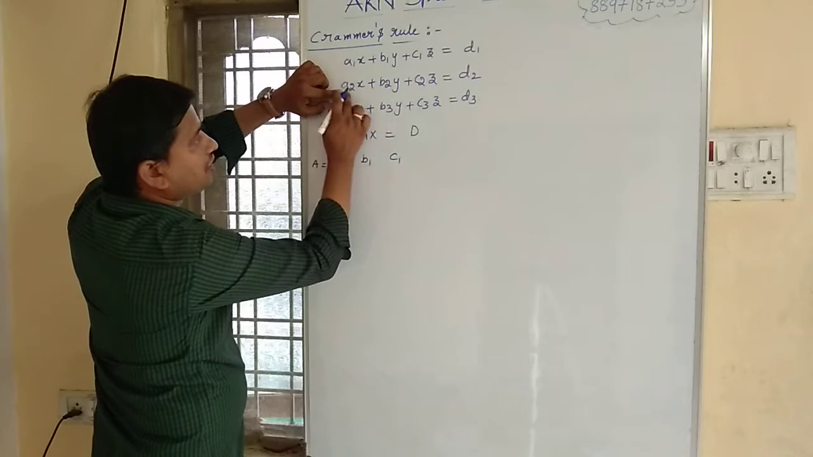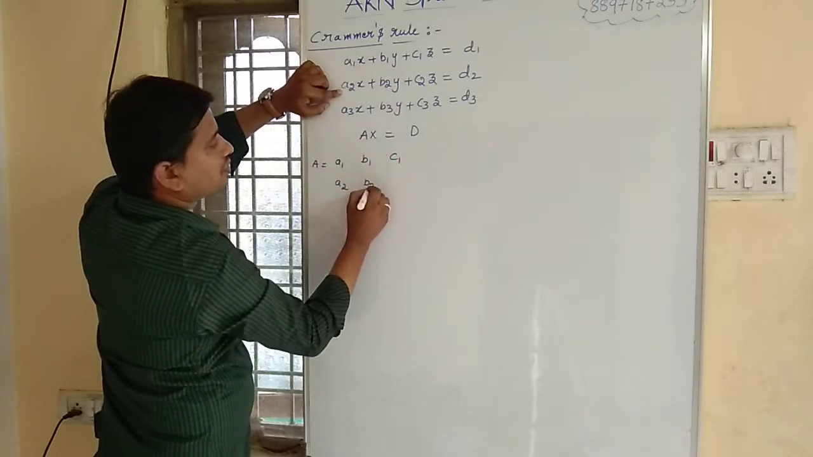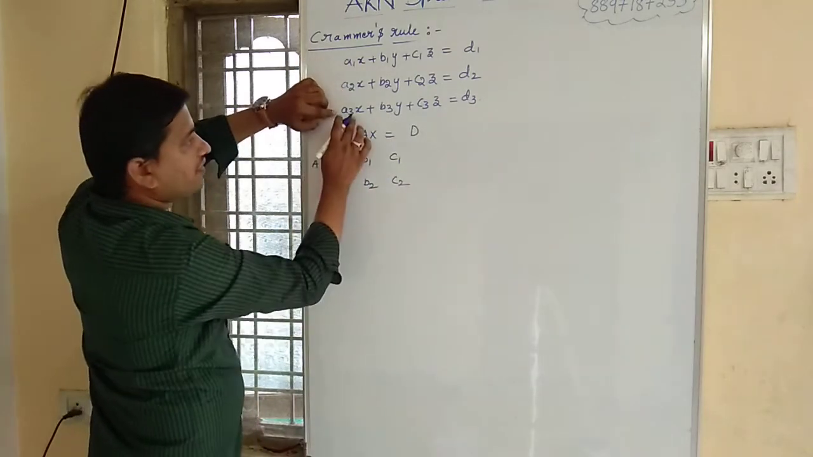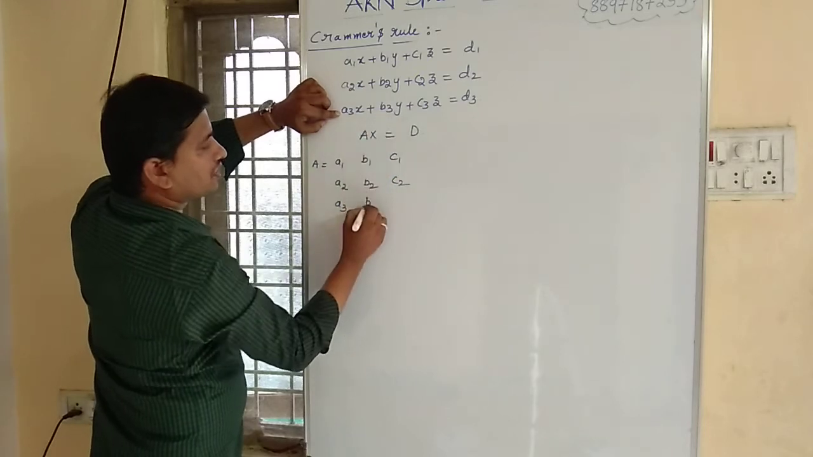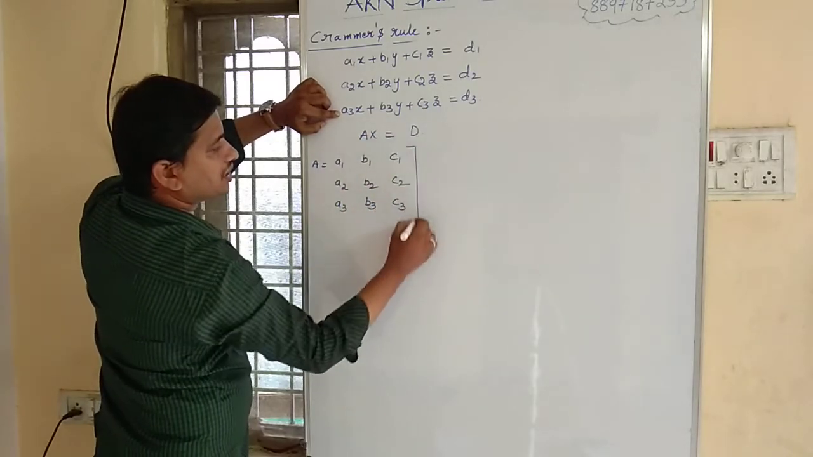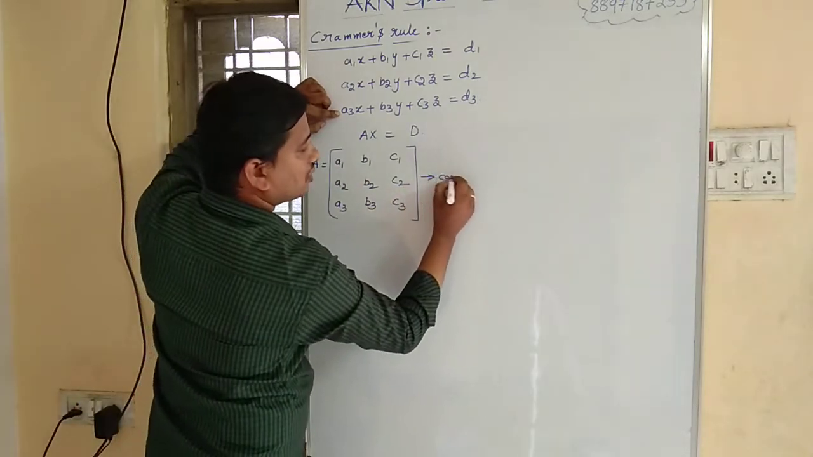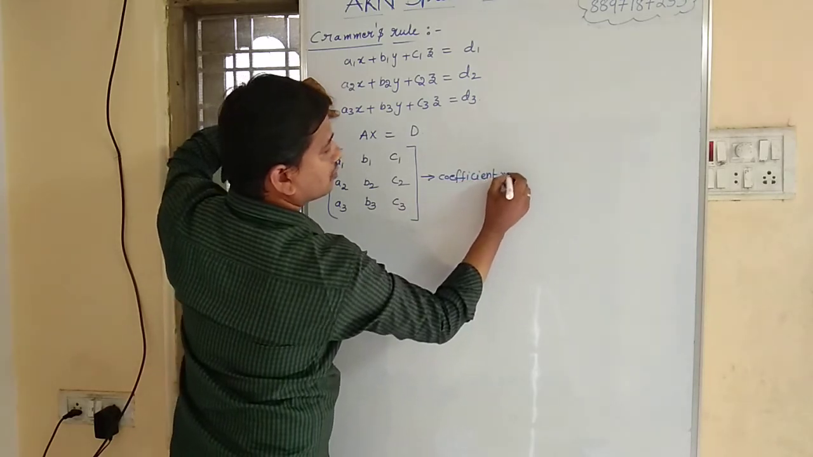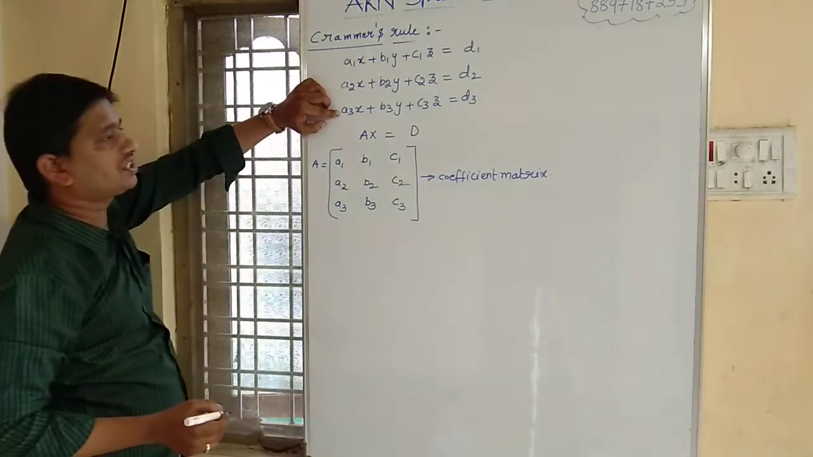And here, what is the coefficient of x? A2. Here it is B2, here it is C2. And here, the coefficient of x is A3, the coefficient of y is B3 and the coefficient of z is C3. So this is called what, children? This is called the coefficient matrix.